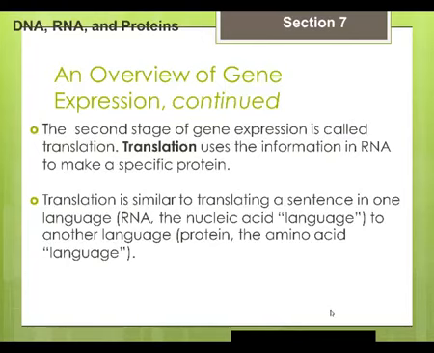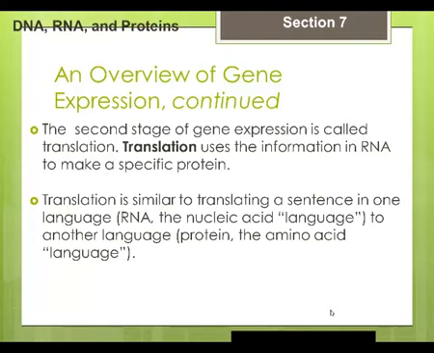The second stage of gene expression is translation. Translation takes the information that has been copied into RNA. That strand of RNA leaves the nucleus. Usually this occurs on the ribosome, so that section of RNA leaves the nucleus, goes out to the ribosome, where proteins are assembled based on the codes in that strand of RNA.